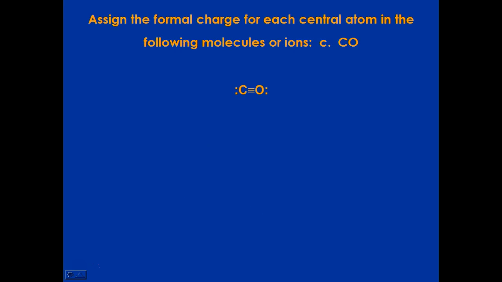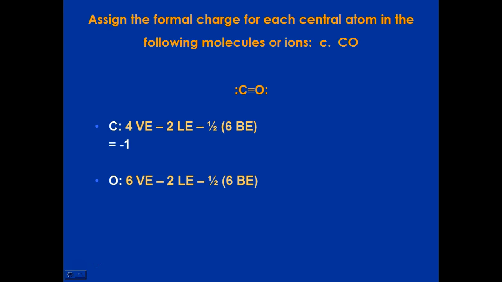In carbon monoxide, there's not a central atom, so we're going to do both elements. If we look at carbon, carbon normally starts with 4 valence electrons. It has 2 lone electrons assigned to it, and it's sharing 6 electrons. So 4 minus 2 minus half of 6 would give me a formal charge of minus 1. Oxygen has 6 valence electrons. It has 2 lone electrons assigned to it, so 6 minus 2 minus again half of 6 for the triple bond would give me 6 minus 2 minus 3, so 6 minus 5, or in this case a plus 1 formal charge.